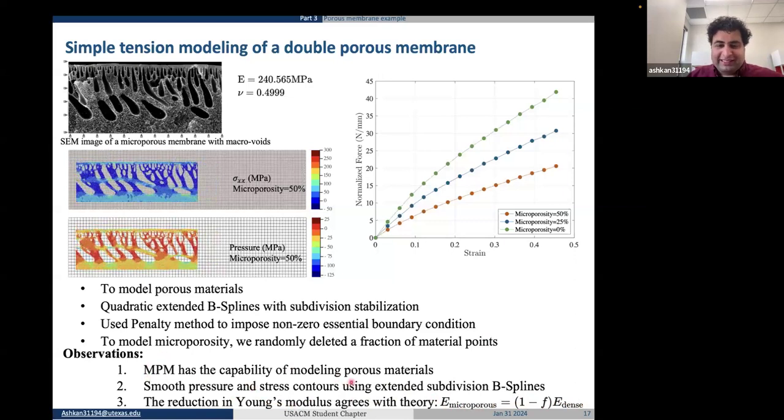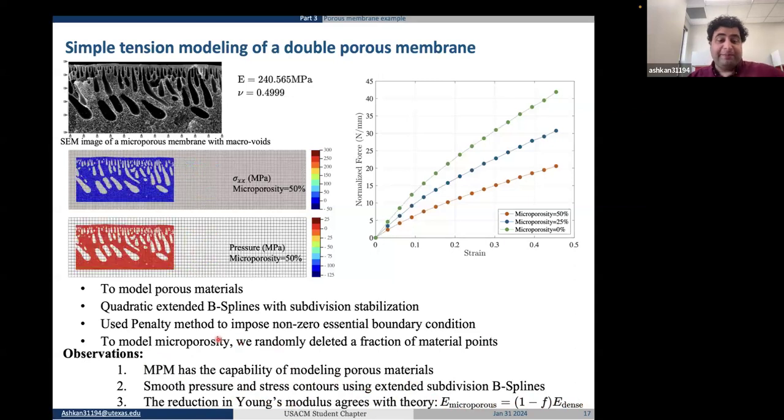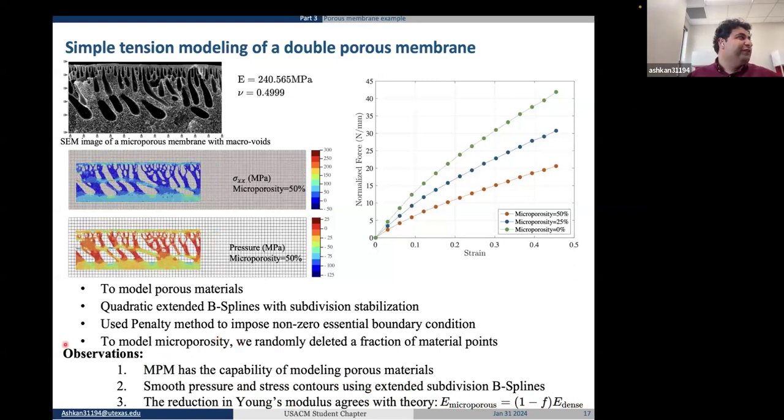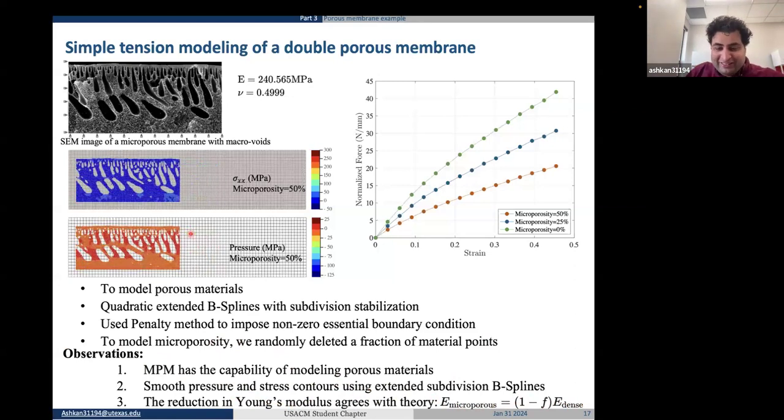We have a smooth pressure and the stress even for these porous materials using extended B-splines, and MPM has the capability of modeling porous materials. If you wanted to model this example with finite element, it was super hard.